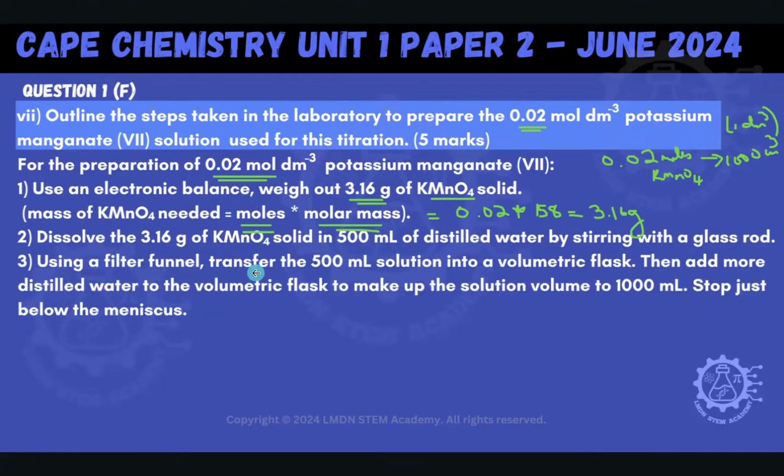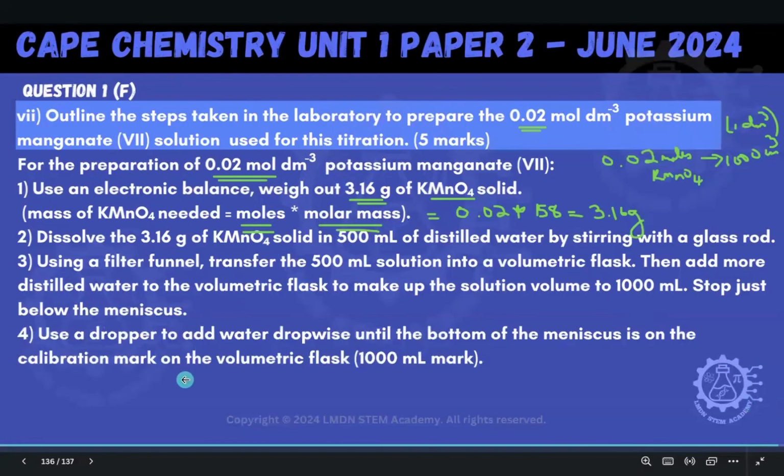Then you're going to use a filter funnel to transfer that solution that you made in step 2 into a volumetric flask. Then you're going to add more distilled water to the volumetric flask to make it up to 1,000 mL. Right? Or 1,000 cm³, 1 dm³, because that's what the final volume needs to be. You're going to stop just below the meniscus though, right? When we're making the solutions so that they're very accurate, we stop below the meniscus. We don't go all the way up to the 1,000. We're going to stop below the meniscus. Don't go all the way to the 1,000.